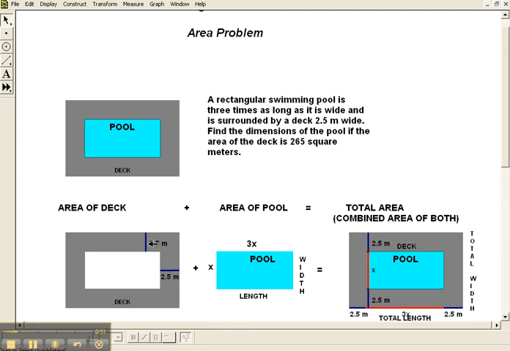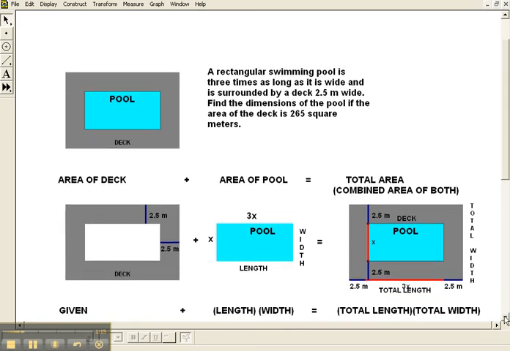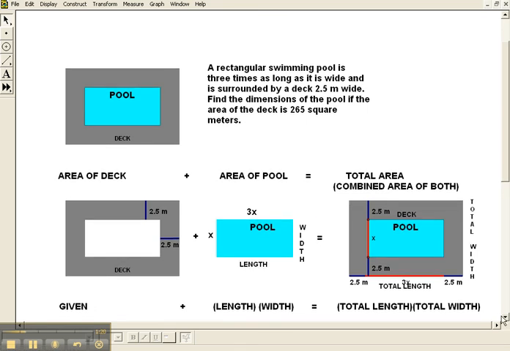We also know that the deck is 2.5 meters wide, and that's going to help us find the dimensions of the total area. We're also told the length of the pool is 3 times its width. So in this problem, since I don't know the width of the pool, I'm going to let the width be represented by the variable x, and therefore the length represented by the expression 3x, because the length is 3 times the width. Okay? Now, as I said before, the area of the deck is given.